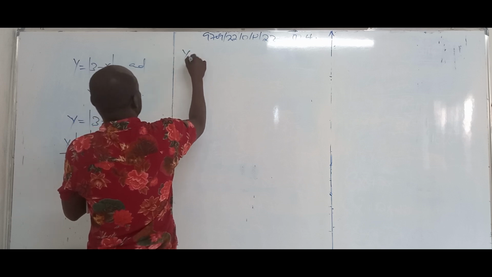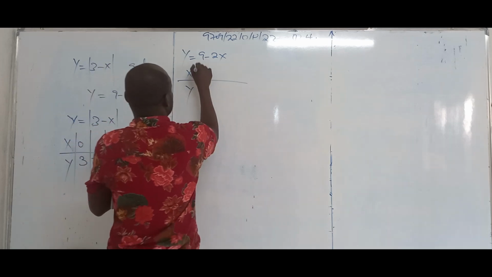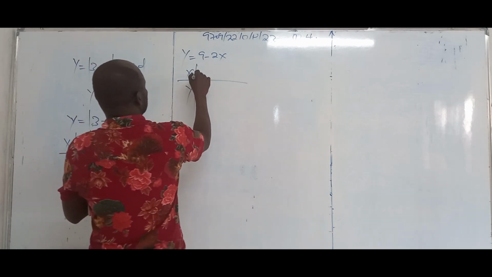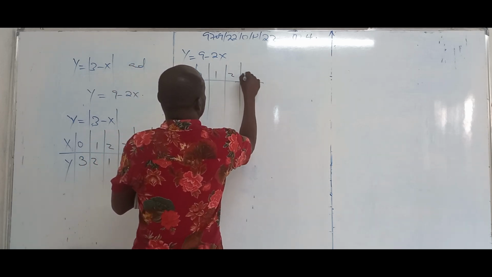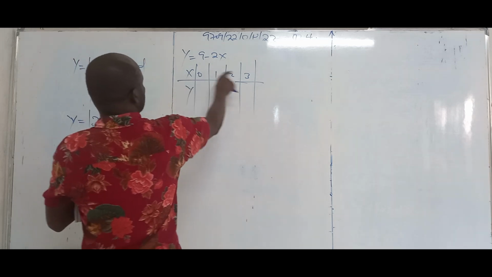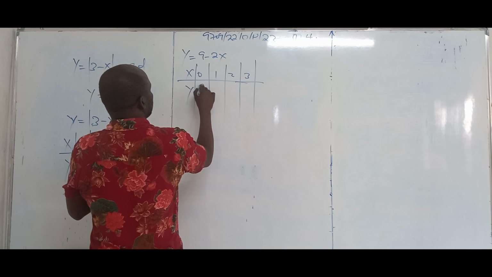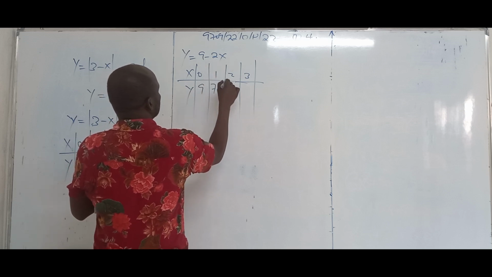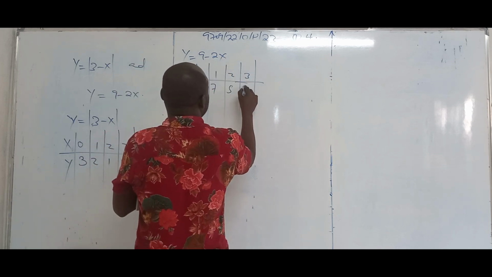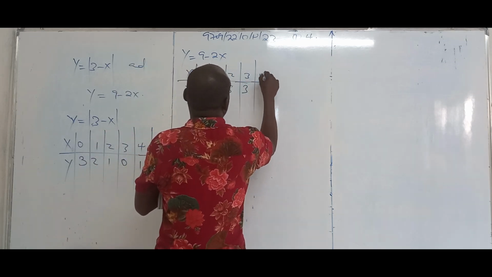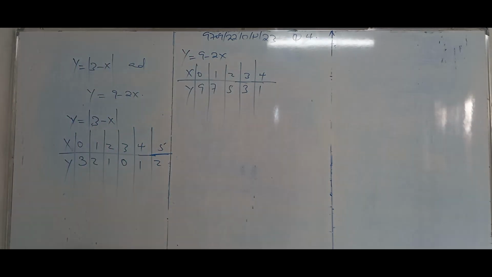Then let's see how this one will look. When we have y equals 9 minus 2x, we have the grid xy as such. I can again start with 0, 1, 2, 3. This now is a straight line. So we see that when x is 0, y is 9. When it's 1, y is 7. When it's 2, y is 5. When it's 3, y is 3. And when it's 4, y is 1.